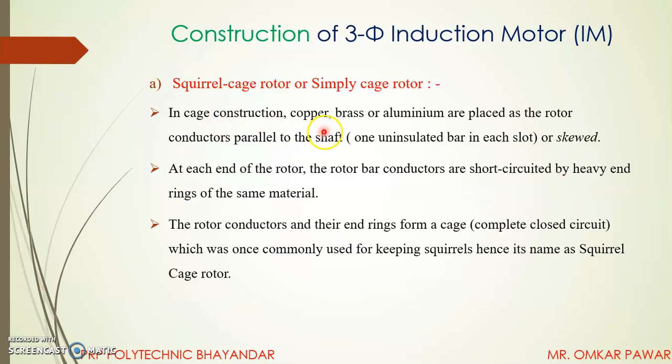In cage construction, copper, brass or aluminum bars are placed as the rotor conductors parallel to the shaft. One uninsulated bar is put in each slot. At each end, the rotor bar conductors are short circuited by heavy end rings of the same material used in the rotor. The rotor conductors and their end rings form a cage that is a complete closed circuit, which was once commonly used for keeping squirrels. Hence its name, squirrel cage rotor.